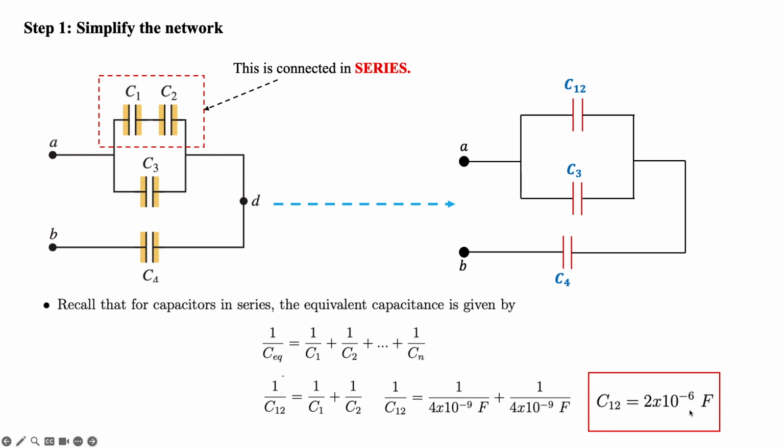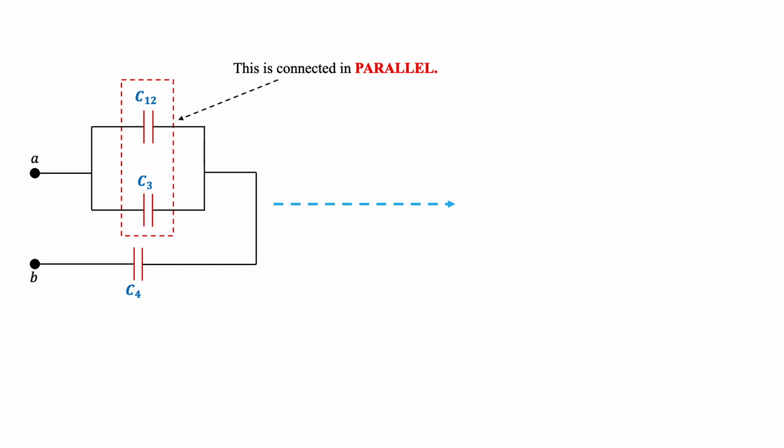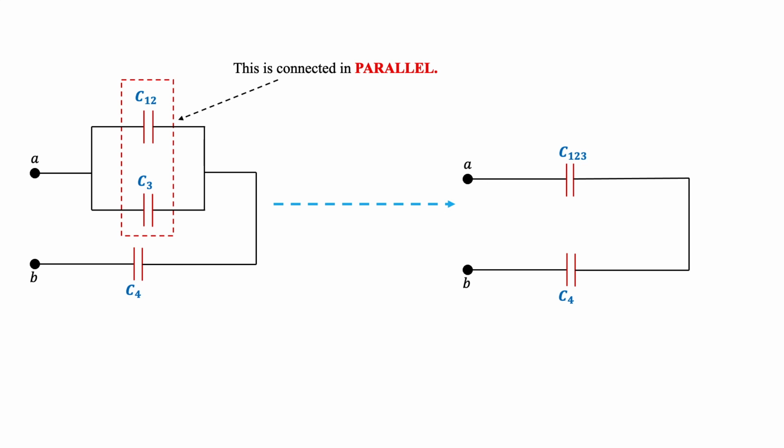Okay, now we are not yet done with simplifying. We can simplify this further. From this network, notice that the ones in dotted squares are actually connected in parallel. Now I can further simplify that to look like this. So now I have a new capacitor with an equivalent capacitance of C123, and this is the equivalent of these two capacitors in parallel. That is simplified, and C4 remains as is.